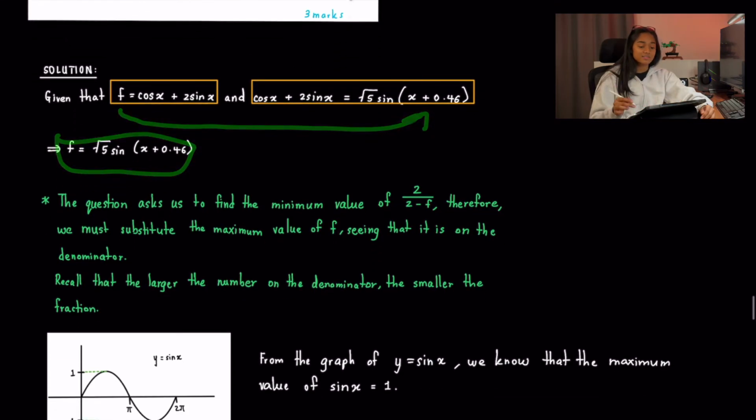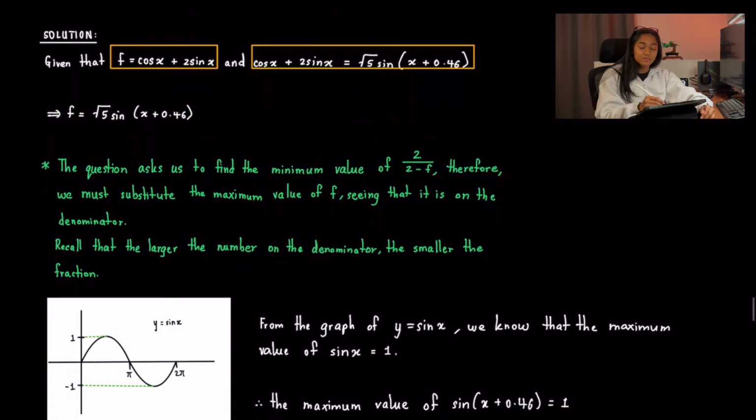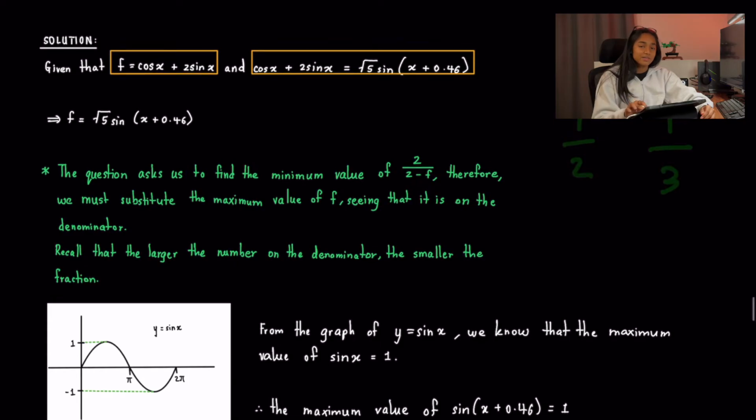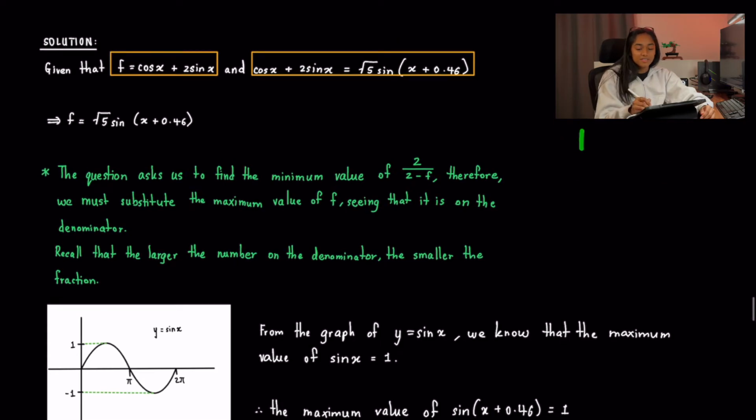So the equation asks us to find the minimum value of 2 over 2 minus f. Therefore, we need to substitute the max value of f, seeing that it is on the denominator. So let's look at this example here: a half and a third. Which one is the bigger fraction? A half. So even though this is a smaller number, it is the bigger fraction.